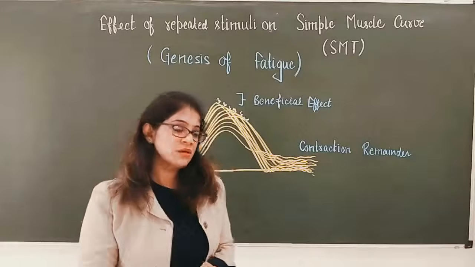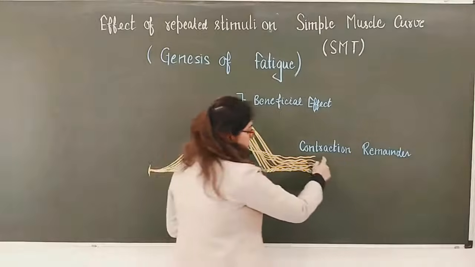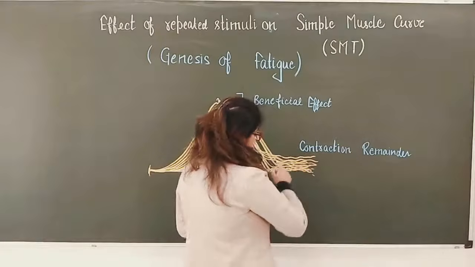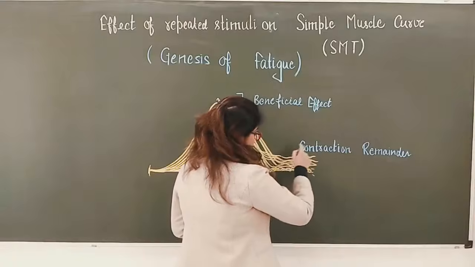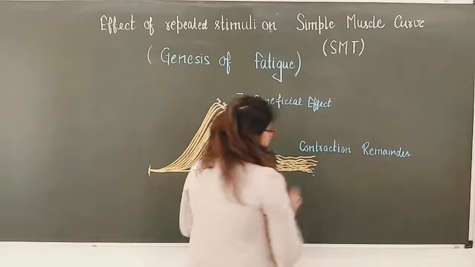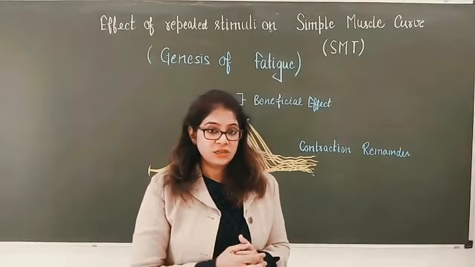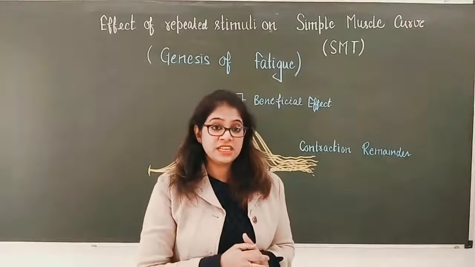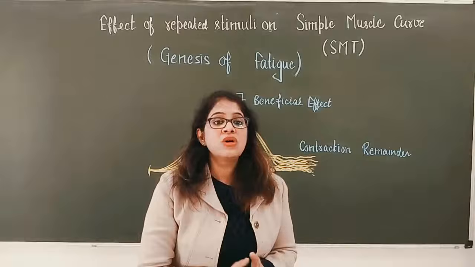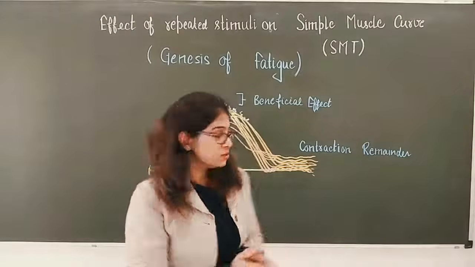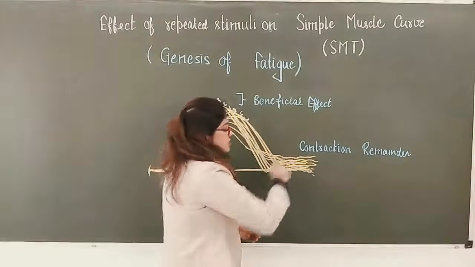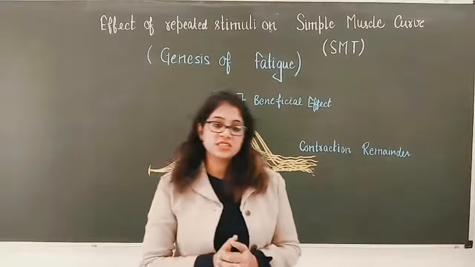Next question may be why baseline is shifted upwards with repeated contraction. Why does the baseline come up? So this phenomenon is also known as contraction remainder. With repeated contraction, when the fatigue sets in, the muscle is not able to relax completely. So here there is incomplete relaxation of the muscle. Why is there incomplete relaxation?